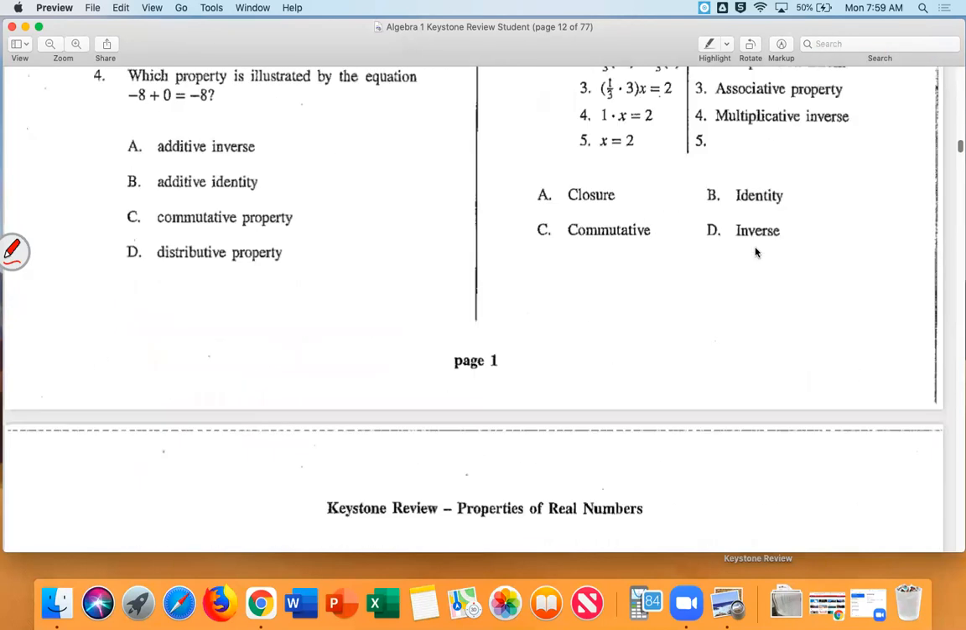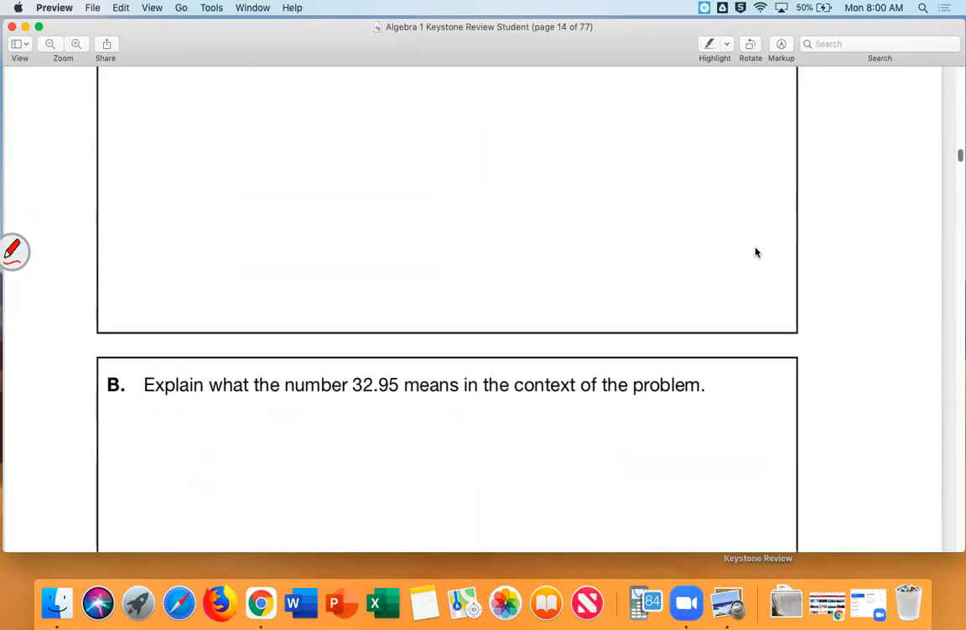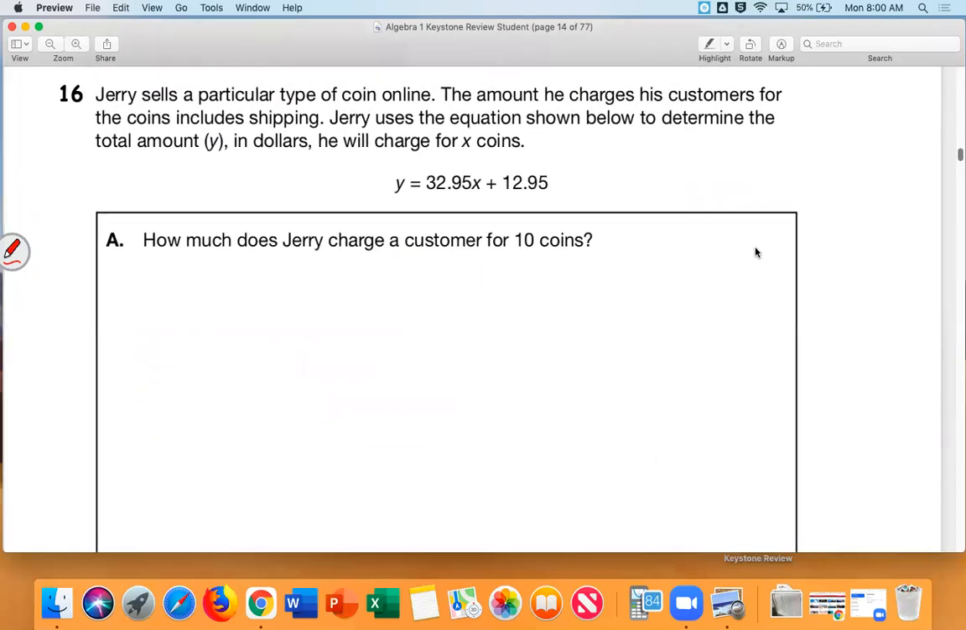All right, now, I'm really glad Emma asked about the open-ended because these are kind of tricky. All right, and that's okay that they're tricky. We can still work through these. So it says Jerry sells a particular type of coin online.